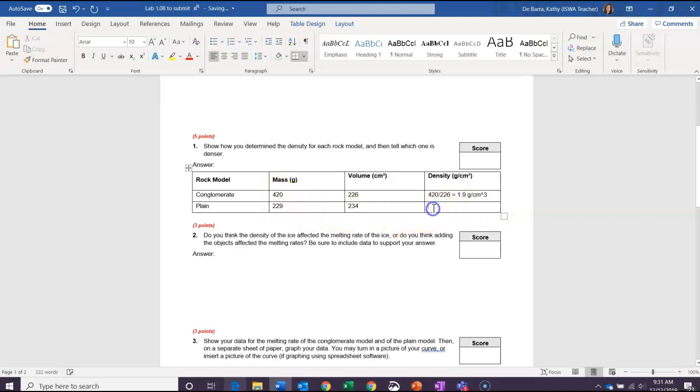And then when we divide out these two numbers, 229 divided by 234, we get a number that's pretty close to 1. And again, our units are grams per cubic centimeter.